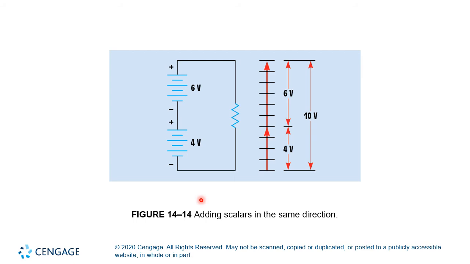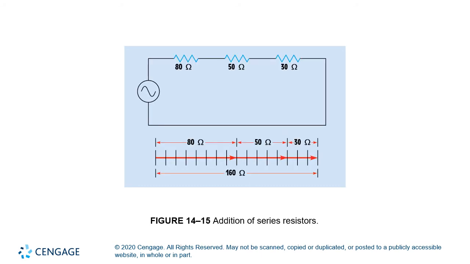Here's a simple example of scalar addition. In this case, we have two batteries, 4 volt, 6 volt. They're aligned in the same direction. So in terms of the scalar algebra, we would just add these two together. 4 volts plus 6 volts equals 10 volts. Similarly, if we had multiple resistors in series, in this case 80 ohm, 50 ohm, 30 ohm, all acting in the same direction, these are also scalars that would add up to a total of 160 ohms.